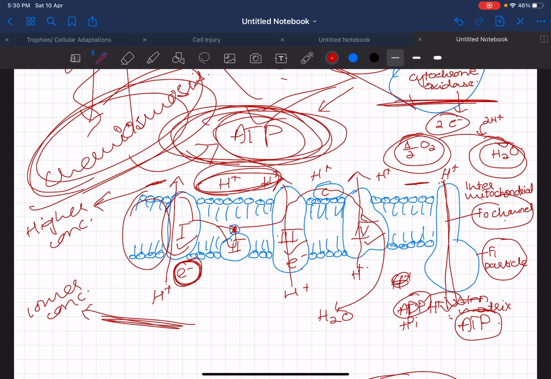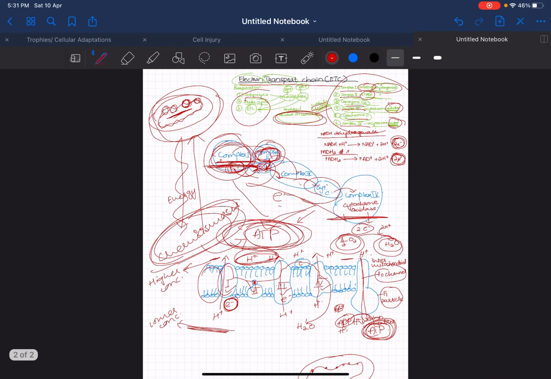Through the F0 channel and F1 particle, the F0 channel is going to cause the movement of hydrogen ions from the intermitochondrial space to the inner matrix, and that is going to be utilized for the production of ATP. Okay, so here we are done with the ETC. Along with that, we also discussed chemiosmosis.